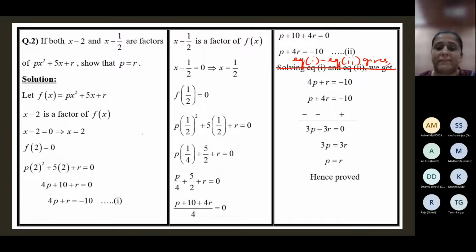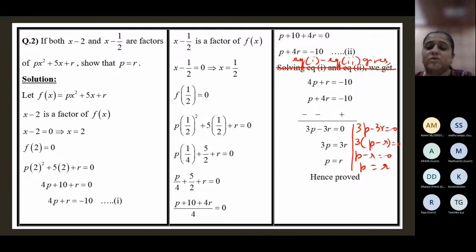All right. Now, how else can you work this? You can also do this. After the step 3p minus 3r is equal to 0, you can even take out 3 common, children. So you get 3 into p minus r is equal to 0. So 0 by 3 is 0. So p minus r is equal to 0. So p is equal to r. Like this also you can work. You can take out 3 common.